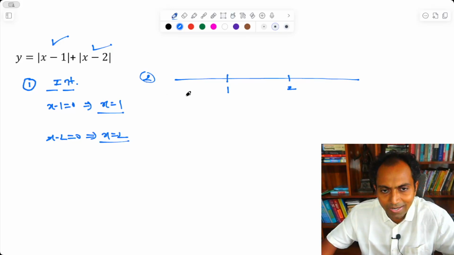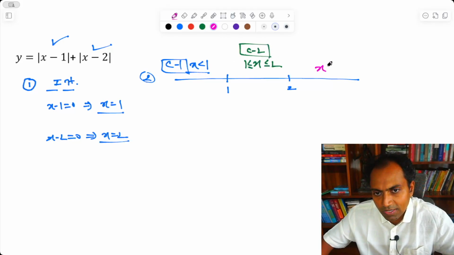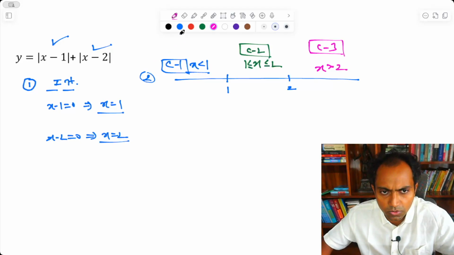You can see that as a result, your number line is divided into 3 parts. One are those values of x that are smaller than 1. This will become my case 1. Second are those values for which x lies between 1 and 2. This becomes my case 2. And there would be a case 3 when values of x are greater than 2. This becomes my case 3. The equal to sign you can put on either side. It just depends on what you want to exactly do.